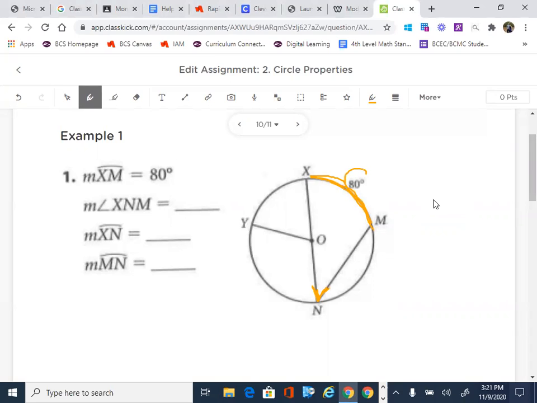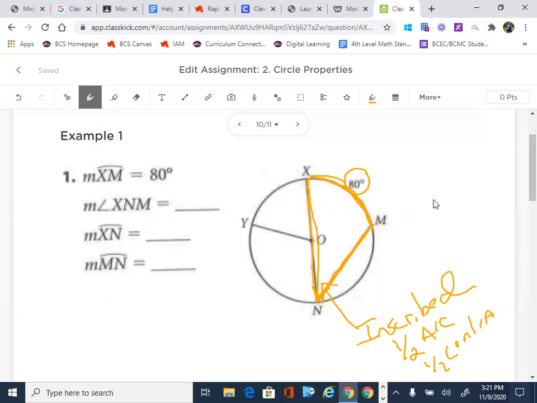I know that we have 80 degrees right here. And we are looking for the angle of XNM. So starting at X, going back to N, that angle is going to be inscribed. Okay, and one thing that we know about inscribed angles is they are 1/2 the arc that they intercept, or 1/2 the central angle. So in other words, if this is 80 degrees, we're just going to cut that in half. So I'm going to say 1/2 of 80 equals 40 degrees. So that means XNM is going to be a 40-degree angle.